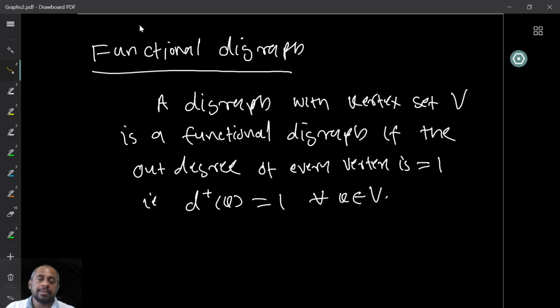Now we define what is called a functional digraph. A digraph with a vertex set V, which we will assume is finite for the time being, is a functional digraph if the out degree of every vertex is equal to 1.